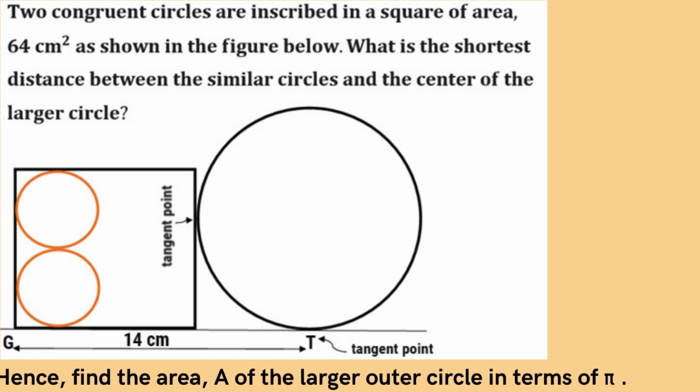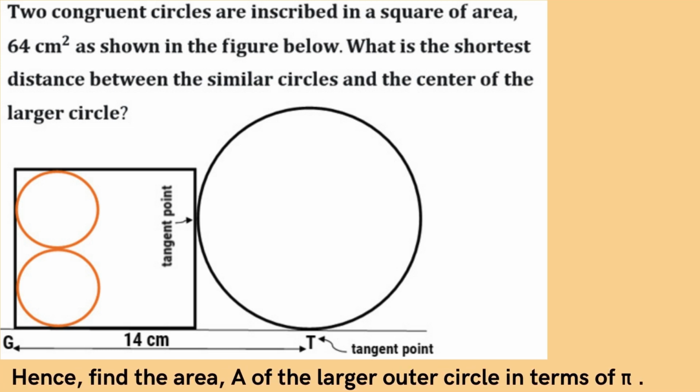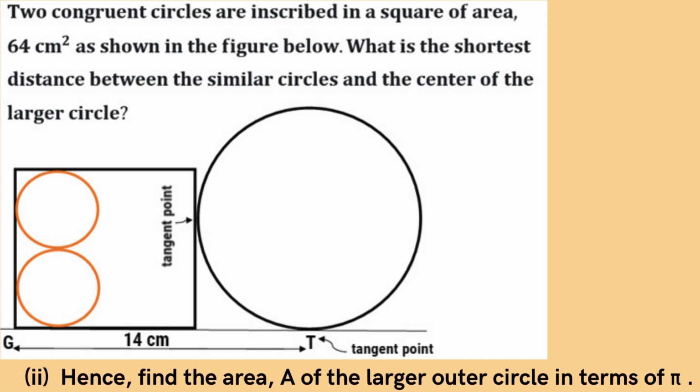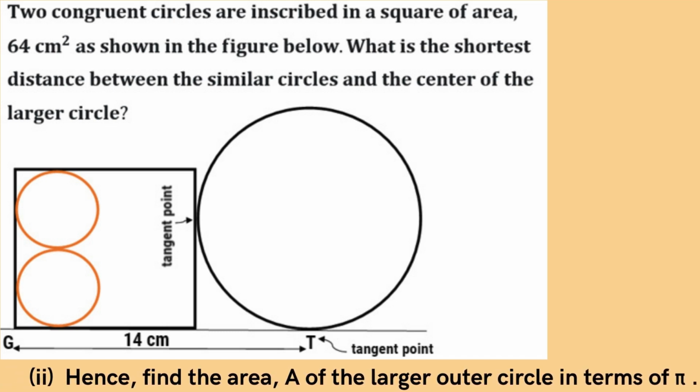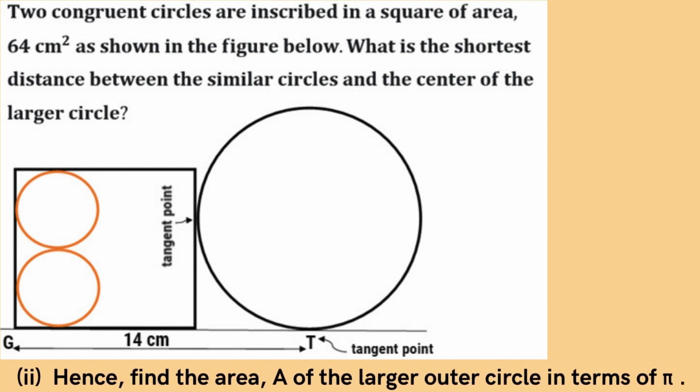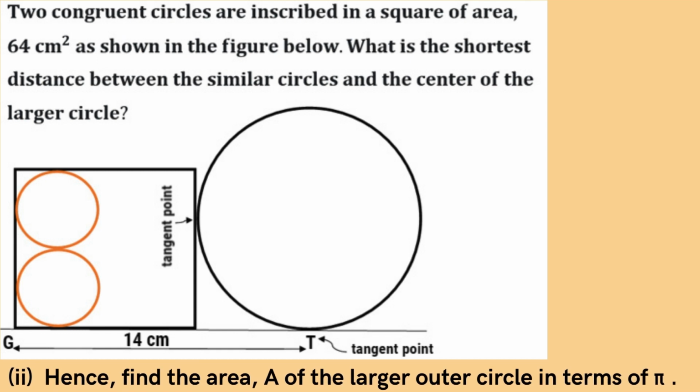Two congruent circles are inscribed in a square of area 64 square centimeters as shown in the figure below. What is the shortest distance between the congruent circles and the center of the larger circle?